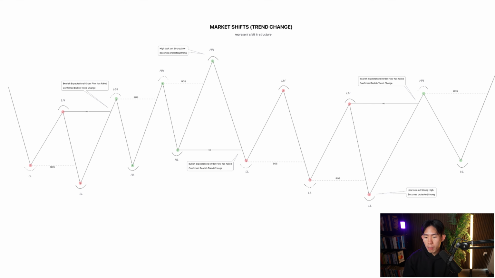So that's what market shift is about, right? Market shift basically tells you that the trend direction has changed. It signals a reversal, a shift in structure. And it pretty much tells us that the buyers have taken back control of the price, or the sellers have taken back control of the price itself. So this concept allows us to know when price is actually reversing.